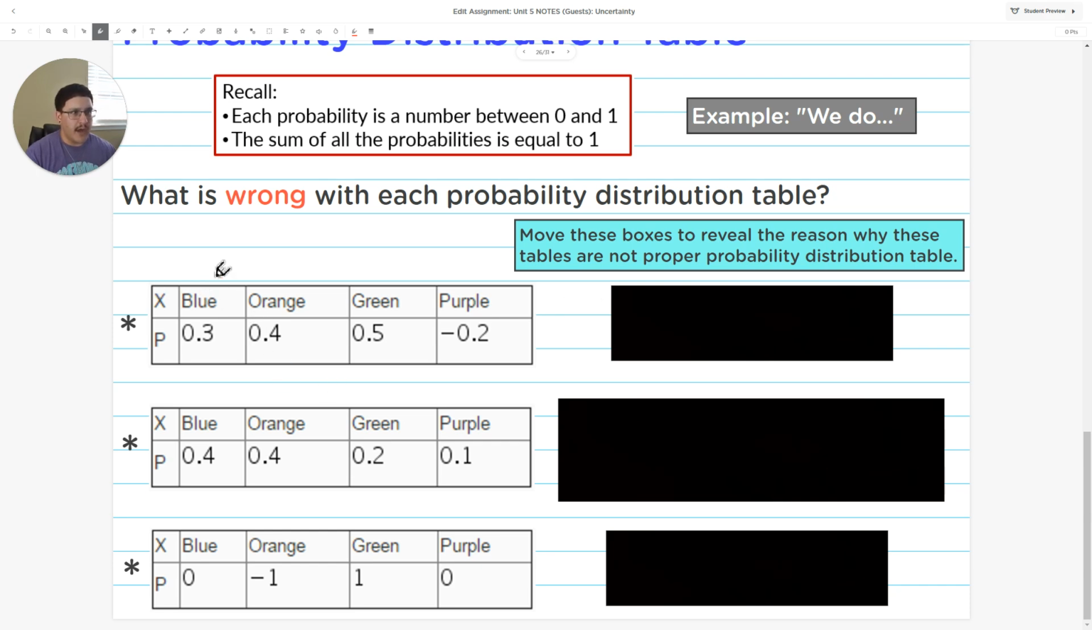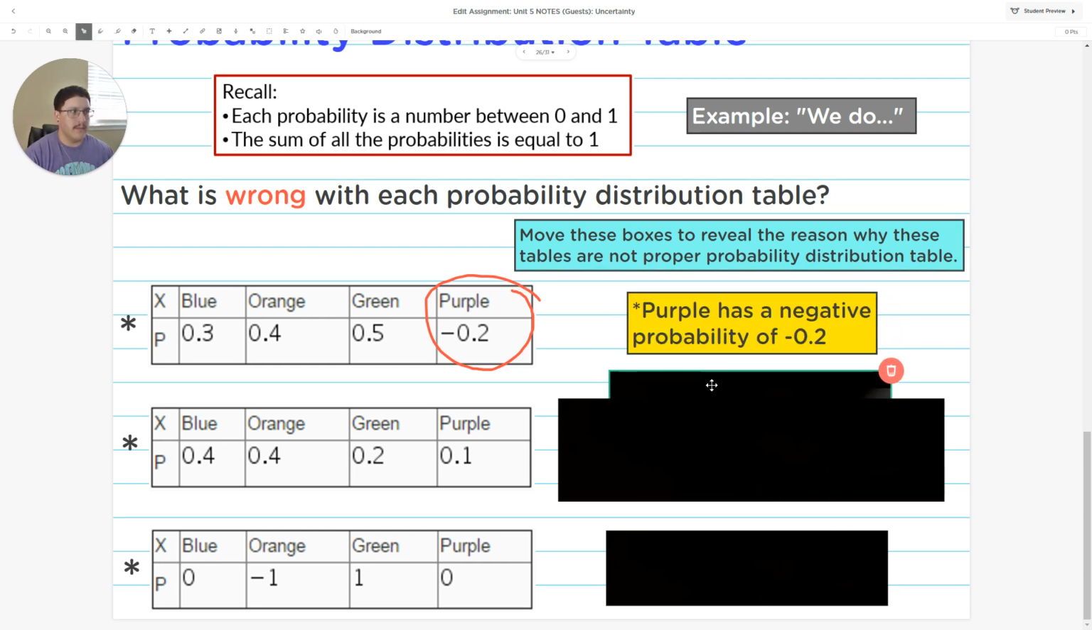We have 4 different colors: blue, orange, green, and purple. We have the numbers 0.3, 0.4, 0.5, and negative 0.2 respectively. So, first, is each probability a number between 0 and 1? No. The issue is with purple. There are no possible negative probabilities. Negative probabilities do not make sense at all. There's no such thing as a negative probability. Therefore, that is the issue.